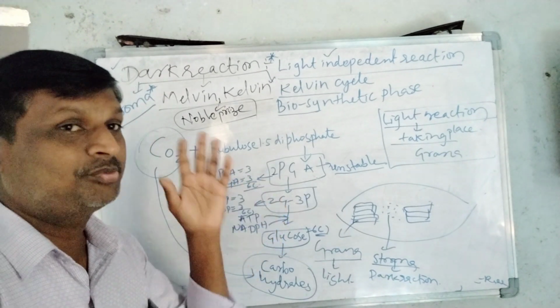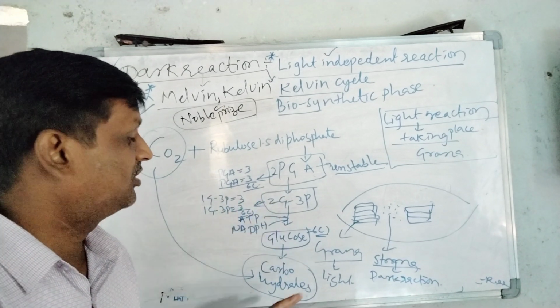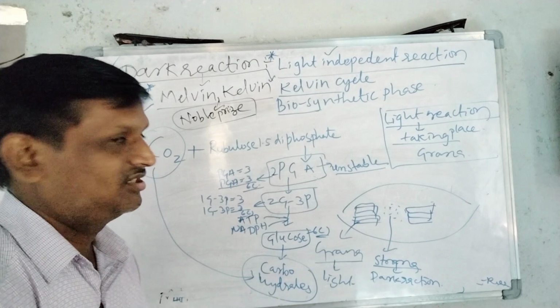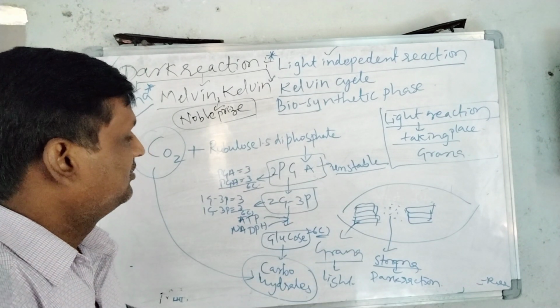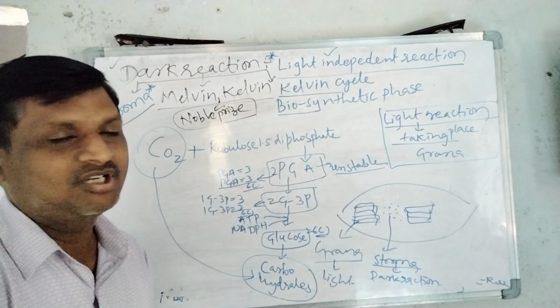Next, what are the end products of the light reaction? ATP, NADPH. But what are the end products of the dark reaction? Carbohydrates or fats or proteins, etc. Okay, next, these are the most important things in the dark reaction that we should remember.